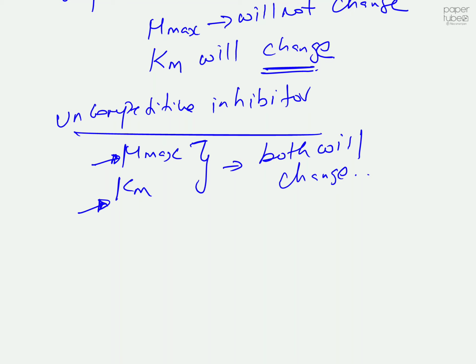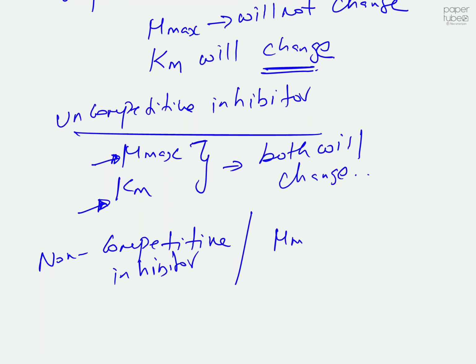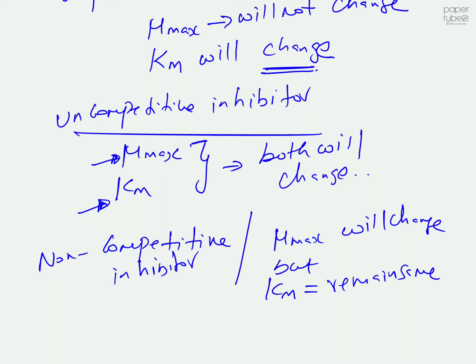And if we are going to deal with a non-competitive inhibitor, your mu max will change, but Km will not change. So Km will remain same. So when we have uncompetitive inhibitor, Km will increase. When you have competitive inhibitor, again Km will change, or in other words, it will increase.